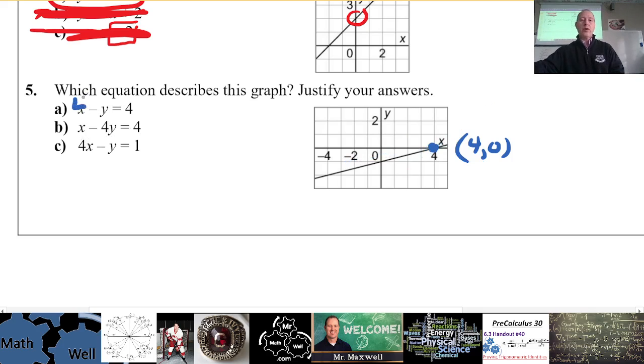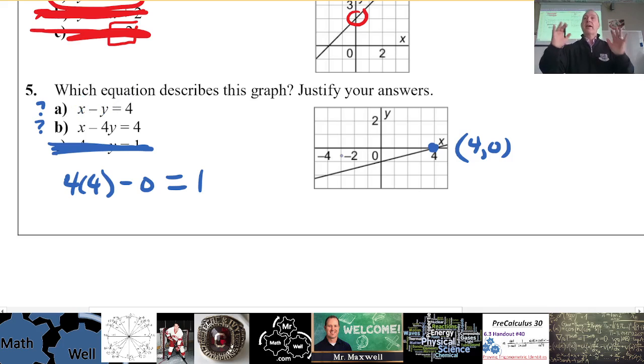So if I put a 4 here and I subtract 0 from it, 4 for x, 0 for y, is this statement true? Yes. Oh, 4 minus 0 is 4. Yeah, okay, so it could be A. Could be A. Let's check if it's true for B. So 4 minus 4 times 0. Does that equal 4? Oh, that's true as well. 4 minus 0 is 4. Okay, so what about C? 4 times 4 minus 0 is 1. Okay, so it's not this one. 16 minus 0 does not equal 1. So it's not C. All right.